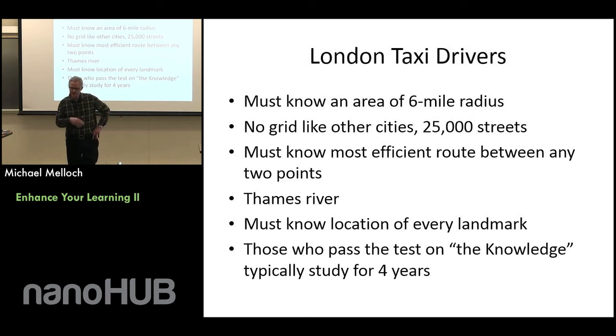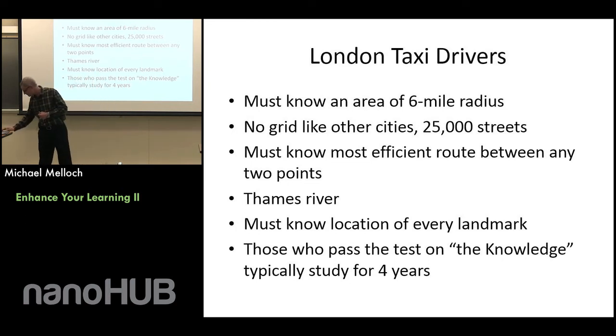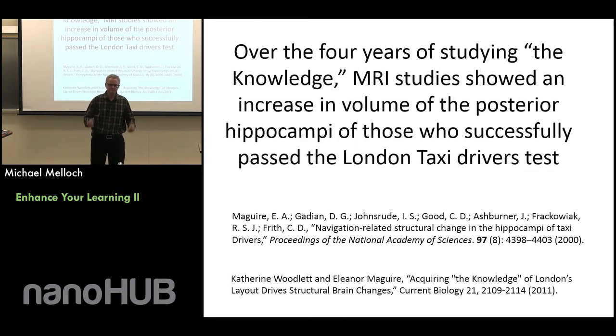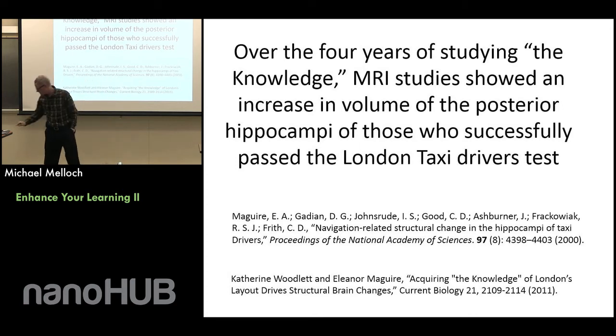So in this research, they took MRI scans of people who were going to study to become London taxi cab drivers. What they found is that those who passed the test, their hippocampi were noticeably larger. So it's like weightlifting, building strength. They built the strength of their hippocampus with all the studying they did.